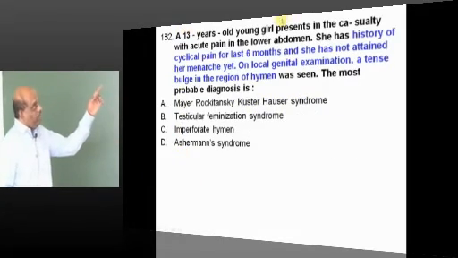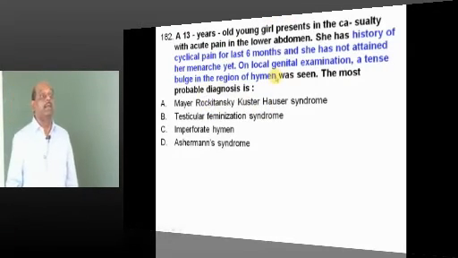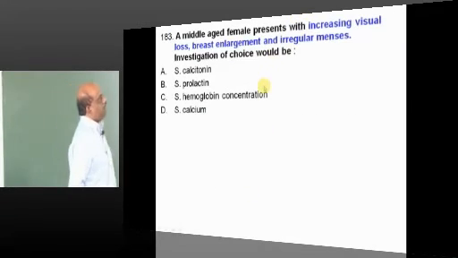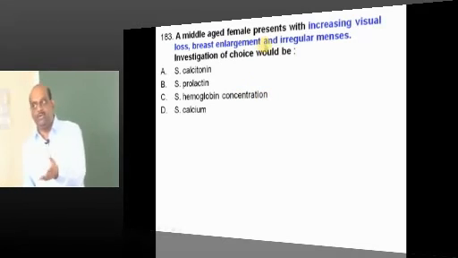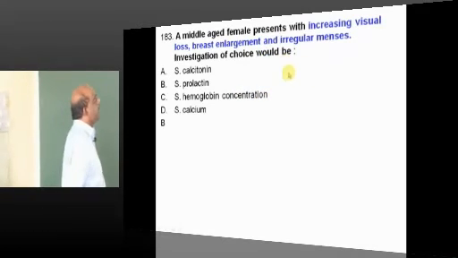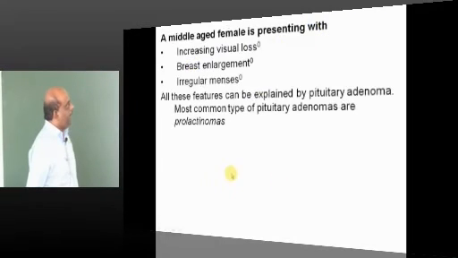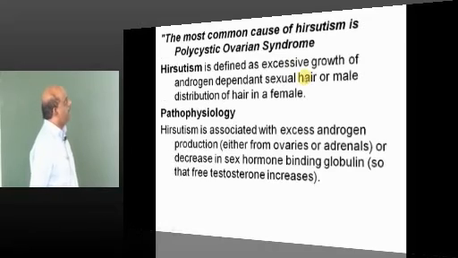A 13-year-old girl. Casualty. Tense bulge in the region of the hymen. Imperforate hymen. That's good. Once more, imperforate hymen, congenital hyperplasia, testicular feminization syndrome. You need to review. Now, visual loss, breast engorgement means prolactin. Most common cause? PCOD.